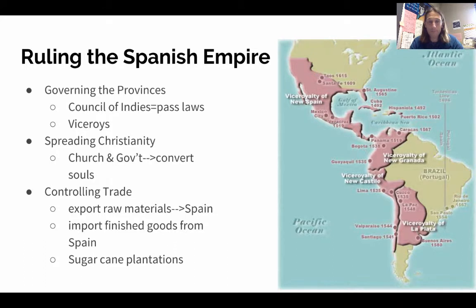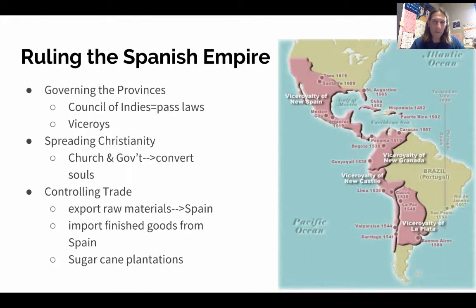Ruling the Spanish Empire. So when we look at the Spanish Empire, it's big. I mean, we're talking the southeastern part of the United States, almost all the way down to the tip of South America. So a tremendous amount of territory. So they're trying to figure out ways that they're going to be able to do this.